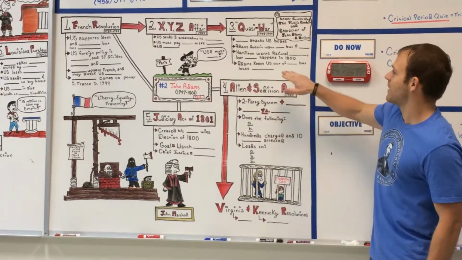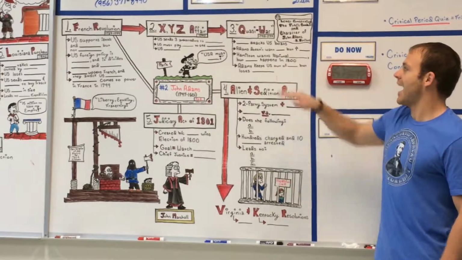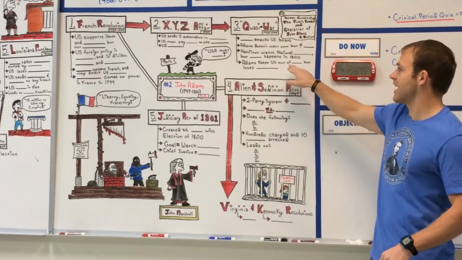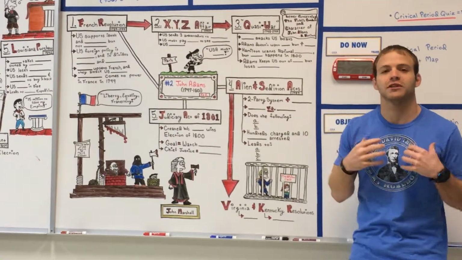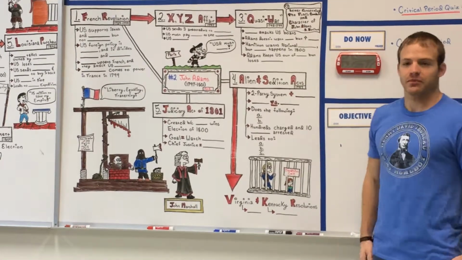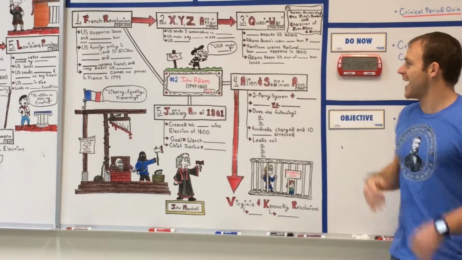All right. Anyhow, what you do need to know, Adams refuses to put us into war. And so what happens is Adams keeps us out of war, but he's ultimately going to cost him the election because America wants war with France. All right? So moving on here, the Alien and Sedition Acts.